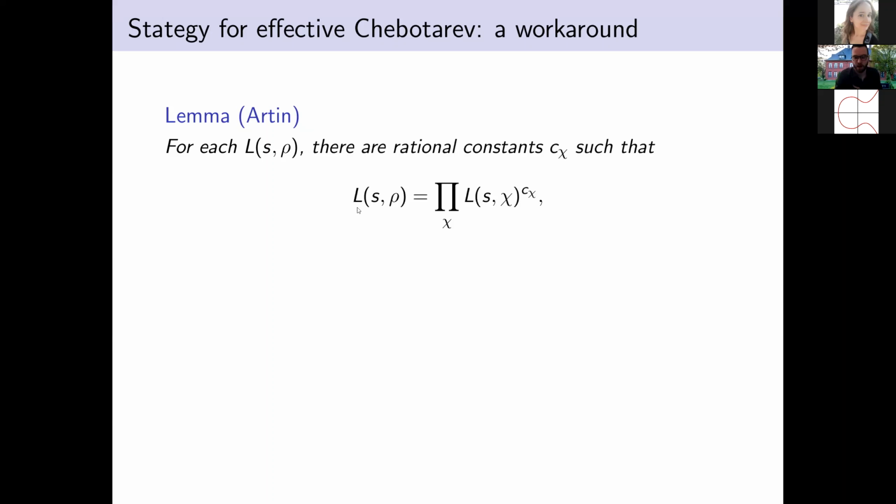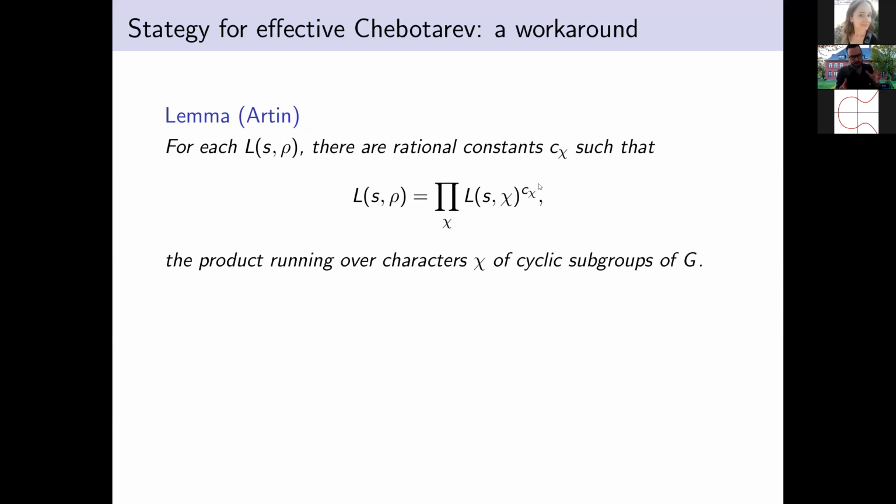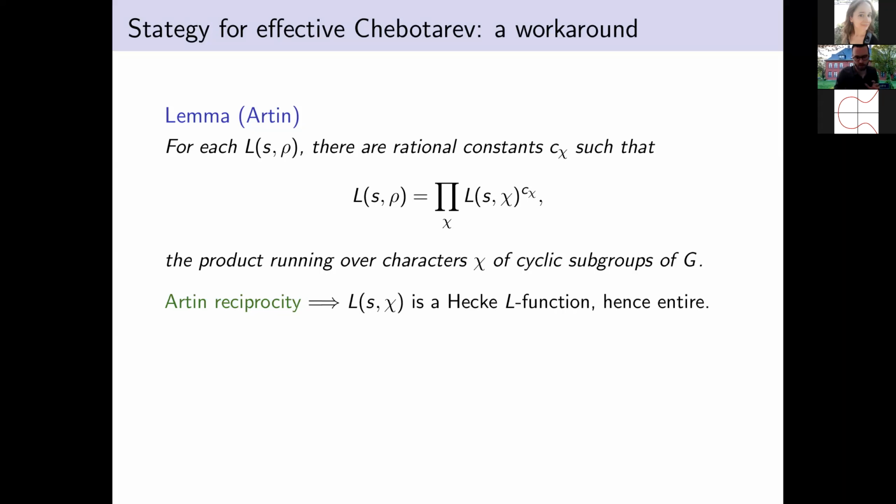In particular, you can express it as a product over characters chi of L-functions of the form L(s, chi), where these are characters of cyclic subgroups of your group. And these exponents, c_chi, are rational numbers. So this at least puts it on some analytic footing. And there's a lemma of Brauer. Or sorry, I should say that these characters of cyclic subgroups, Artin reciprocity says that these things are Hecke L-functions, and so entire. And so these are nice L-functions.